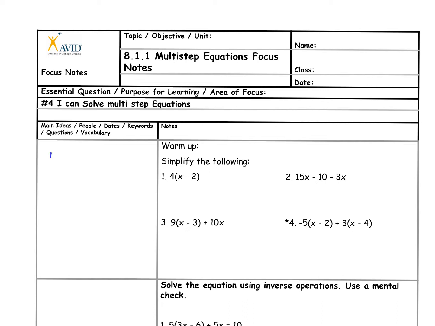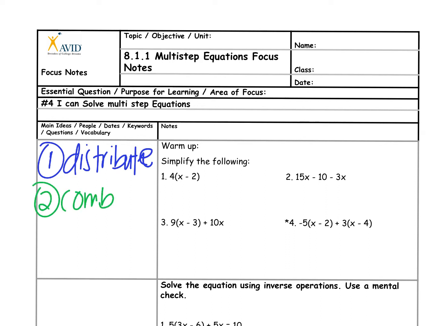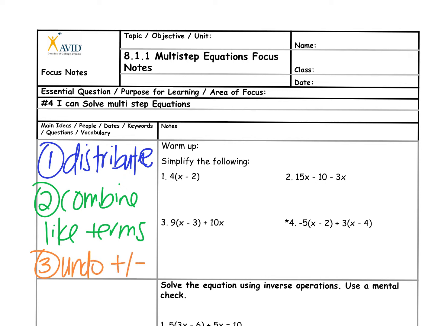Remember, when we are solving, the first thing we always do is distribute. And this is on the anchor chart in our room, but you can also write it on your notes. I think that's always helpful to have it with you. 2 is combine like terms. And you always distribute before you combine like terms, even if you're not solving. 3 is to undo any adding or subtracting that we might see. And our 4th step is we finally undo multiplying and dividing that we see.